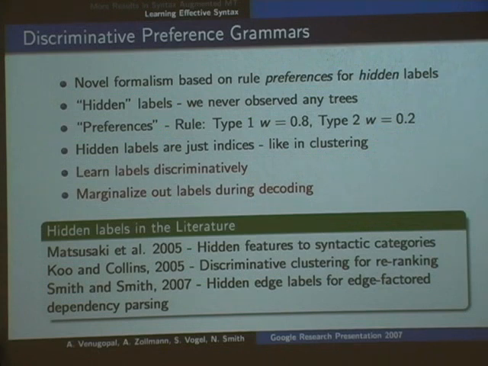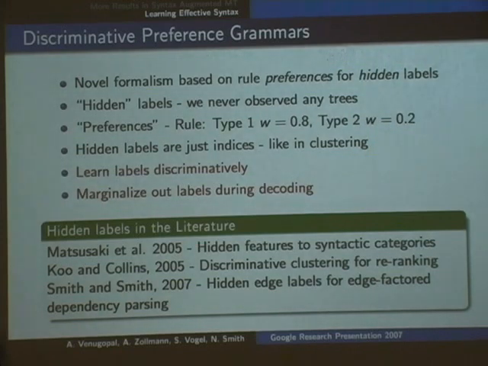But we can talk about them being hidden variables that we'd actually like to learn. For each rule, for each of its non-terminals, it could have a preference for some hidden non-terminal symbol. These hidden labels are just indices, just like in clustering. Our goal is to learn such labels discriminatively, and as well as learning them discriminatively, to marginalize them out during decoding, because at the end of the day, we want to produce good translations as opposed to good labeled tree translations.